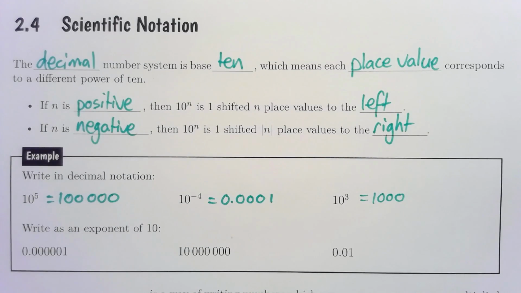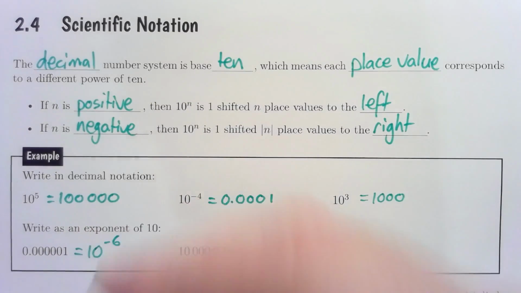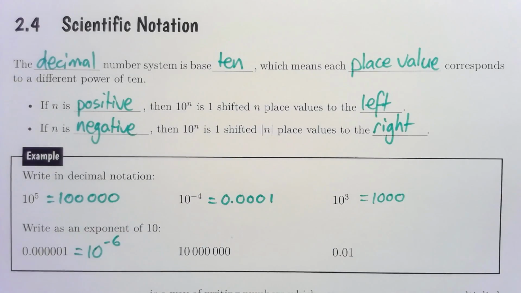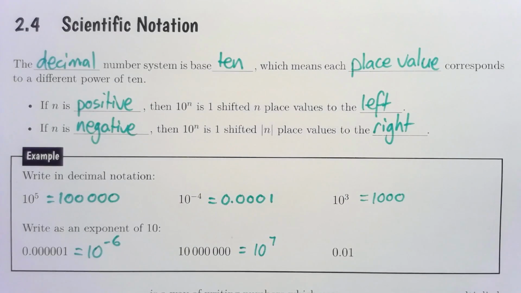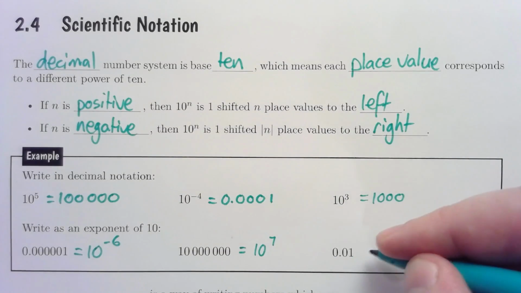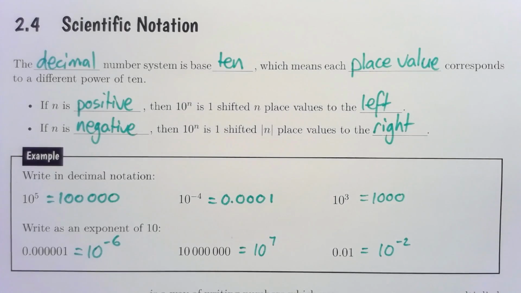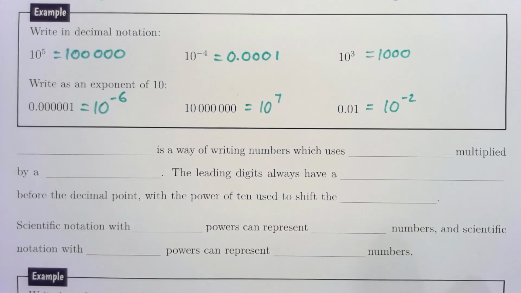We can also use this concept to write certain numbers as a power of 10. So 1 millionth is 10 to the power of negative 6 because it's 6 place values to the right. 10 million has 7 places to the left, so that's 10 to the power of 7. And 1/100th has 2 places to the right, so that's 10 to the power of negative 2. Now notice in each of these examples, the power of 10 was much more concise to write than writing the either very large or very small number.